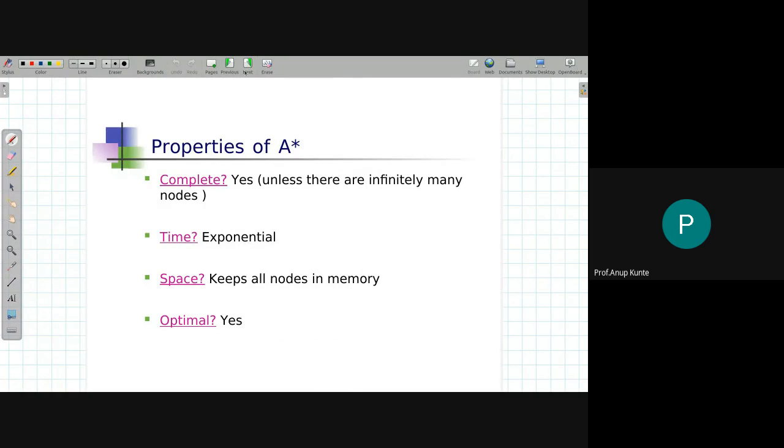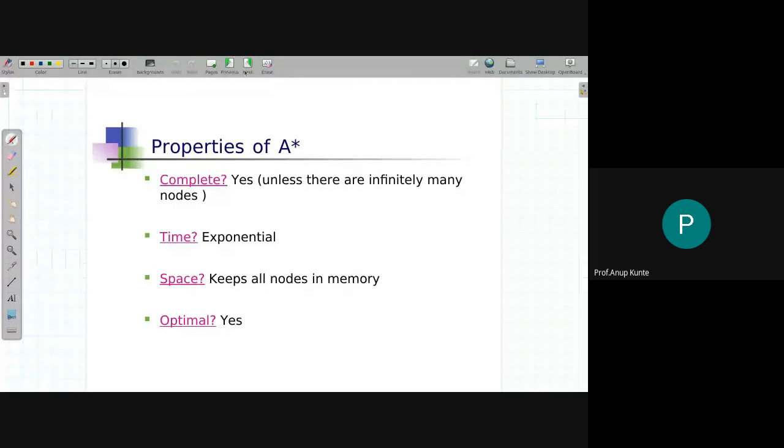It is complete unless there are infinitely many nodes. If the nodes themselves are infinitely many, that is, the state space itself is infinite, then it may not be complete. I may not get the solution. But if the number of nodes in the state space is finite, I'm going to get a solution if it exists. That is, the A star algorithm is complete.